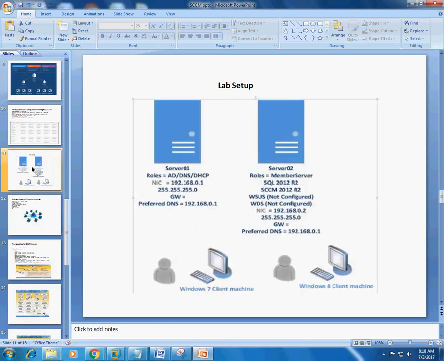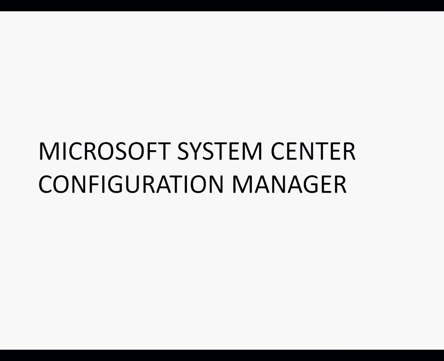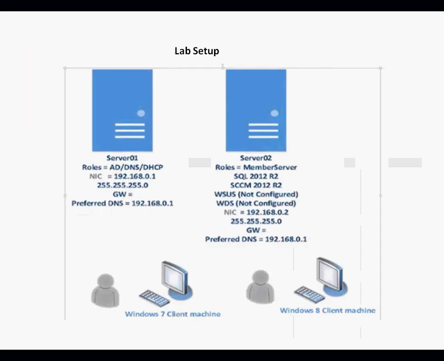Any confusion so far? No. Okay. Now the lab. How will we go in the lab? We will have one server, Windows Server 2012 R2 Datacenter Edition, that will be our domain controller. On the second server, we will install all the prerequisites, including the database server, and we will install our SCCM server application on it. That will become our SCCM server. And the client computer, Windows 7 or Windows 8.